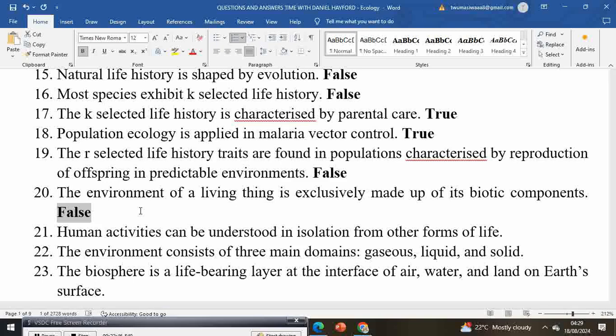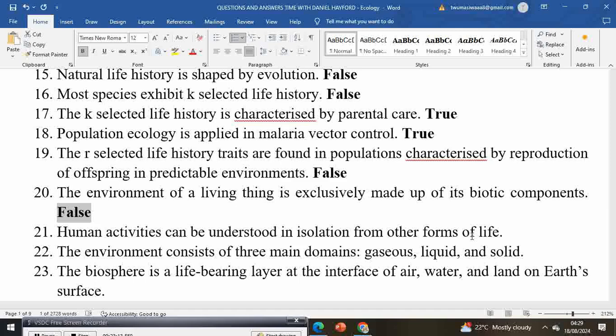Now, human activities can be understood in isolation from other forms of life. Is this statement true or false? In actual fact, human activities, let me say that human life itself, the existence of human beings, is actually intertwined with other living organisms.